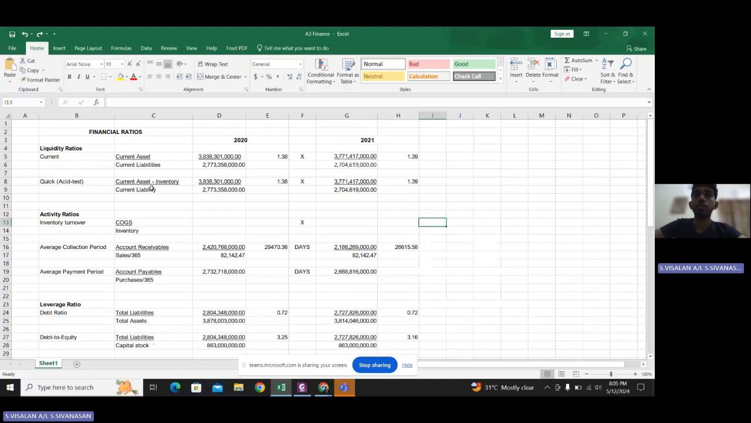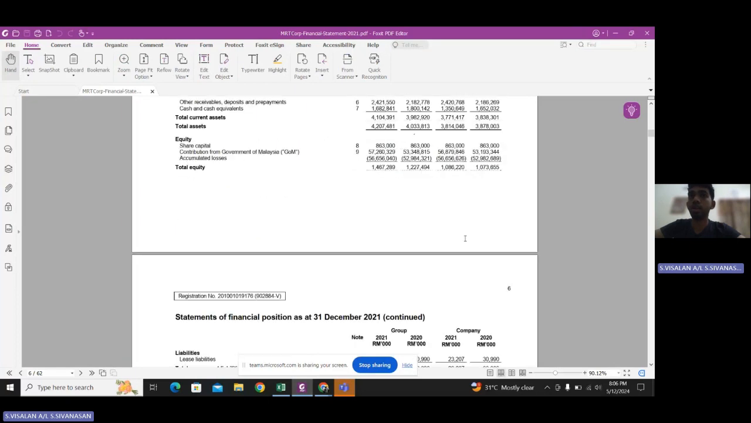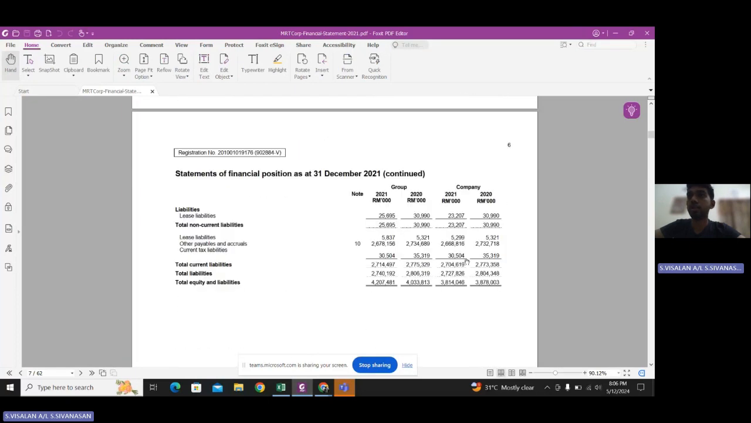For the quick ratio, current assets minus inventory over current liability. In this case, we do not have any information on inventory, so we just proceed with the same number, and it will get the same amount. The current assets and current liability we took from here. This is the total current assets for the year 2020 and 2021, and here the current liability.